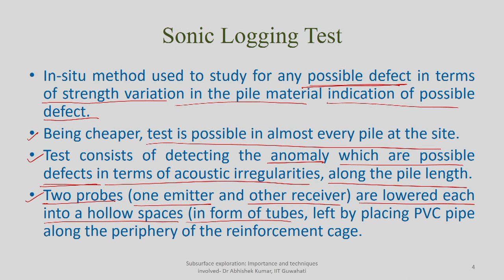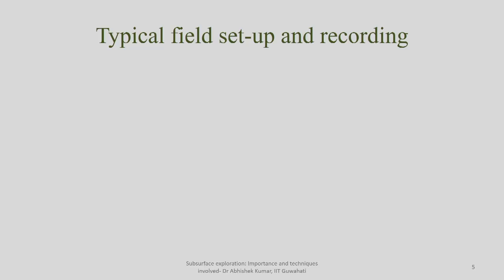So, at a later stage you can put your sensors or the probes into these hollow tubes, and depending upon the resistance offered to acoustic disturbance, which is generally created by the emitter, you are able to quantify the resistance or the strength variation. So, these PVC tubes you generally install along the periphery of the reinforcement cage by leaving a clear cover between the reinforcement cage and the tubes. So, typical field setup as I mentioned here.